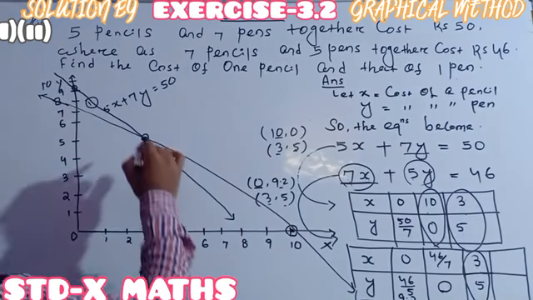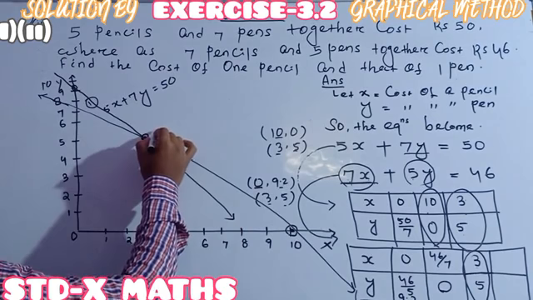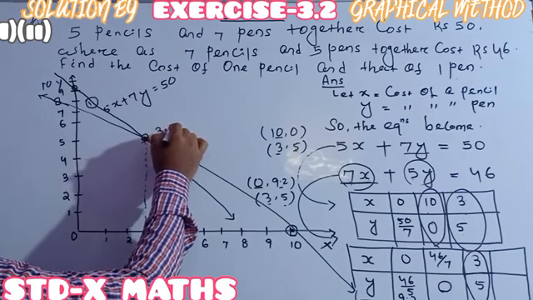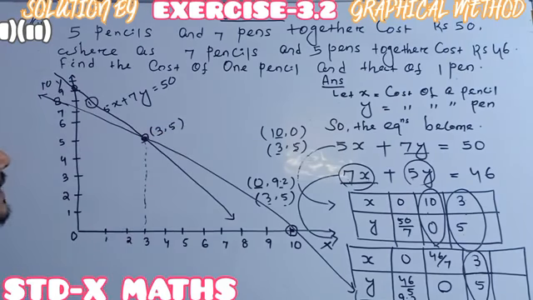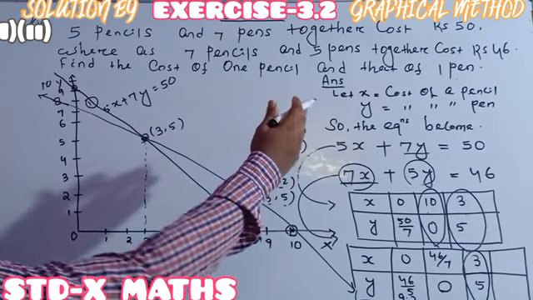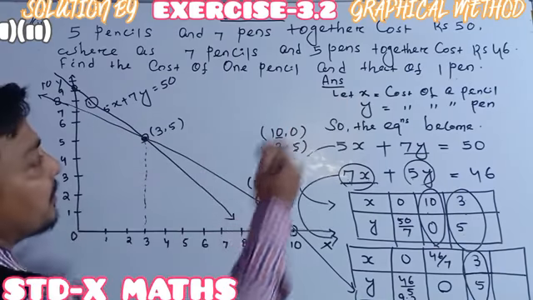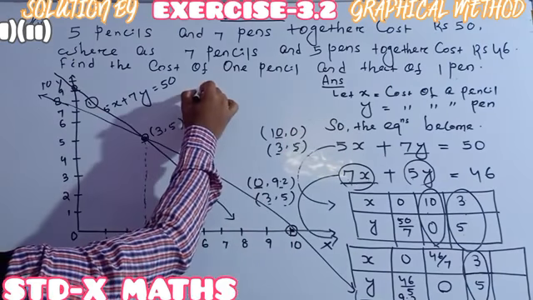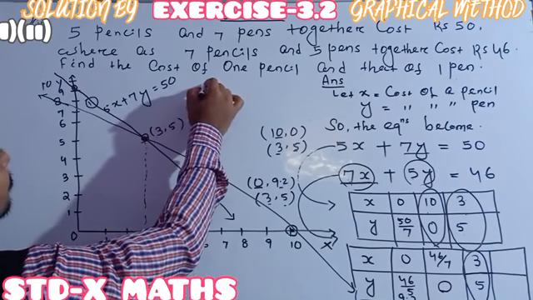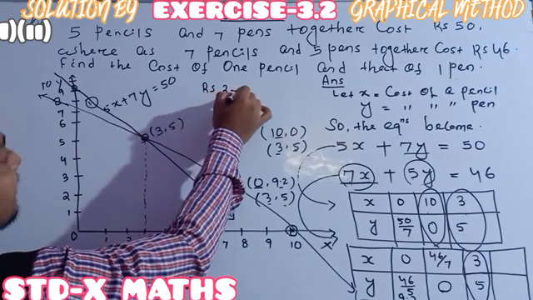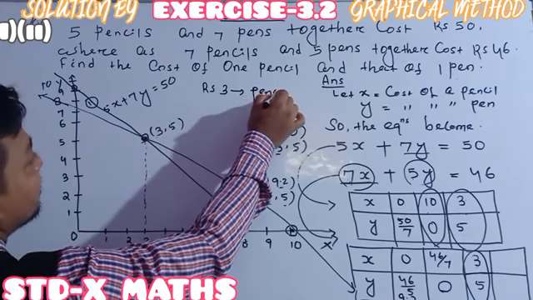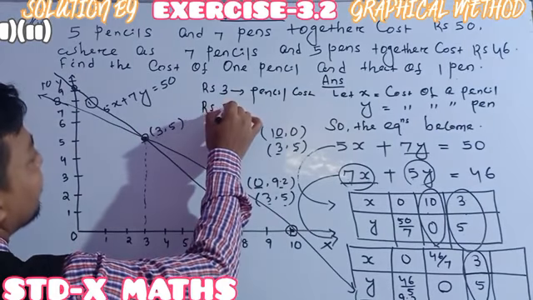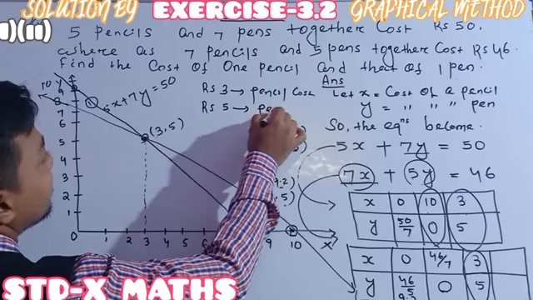So at this point, the x coordinate is 3 and the y coordinate is 5. Here we choose x for the cost of the pencil and y for the cost of the pen. So 3 means 3 rupees. So rupees 3 is our pencil cost, and rupees 5 is our pen cost.